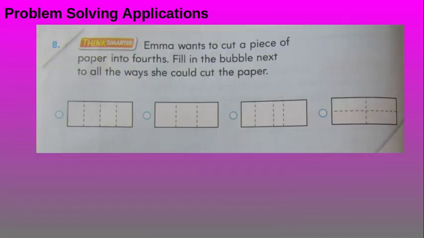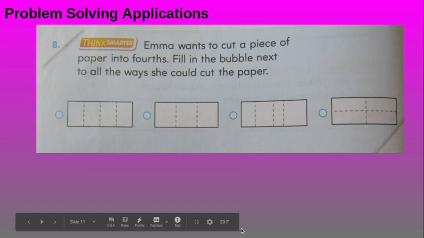Let's take a look at the last problem. So think smarter. It says Emma wants to cut a piece of paper into fourths. Fill in the bubble next to all the ways she could cut the paper. Well, if she's looking to cut her paper into fourths, how many equal parts should she have? You got it, 4. So let's take a look at each of these examples.